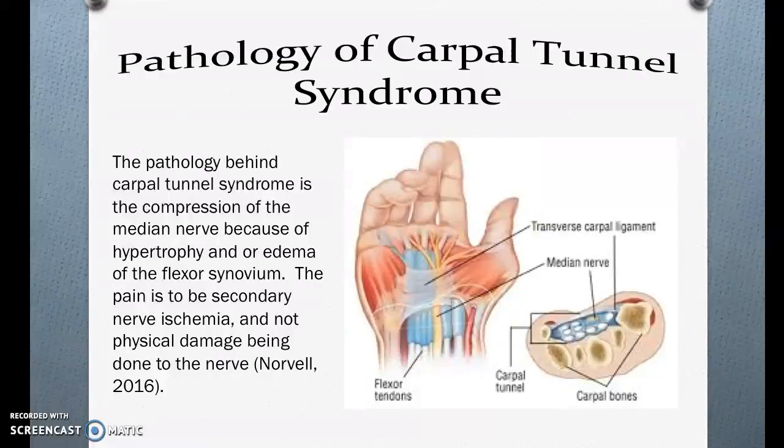Some pathology behind carpal tunnel syndrome is that the compression of the median nerve is because of the hypertrophy and/or edema of the flexor synovium. The pain is thought to be secondary to nerve ischemia and not physical damage being done to the nerve.